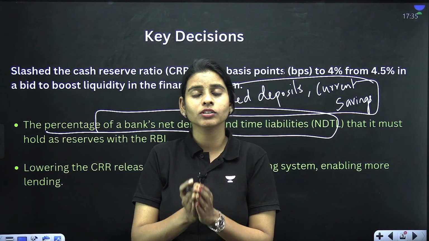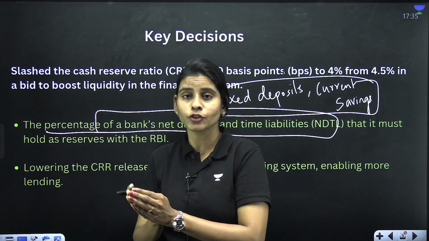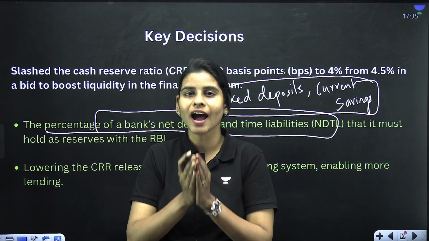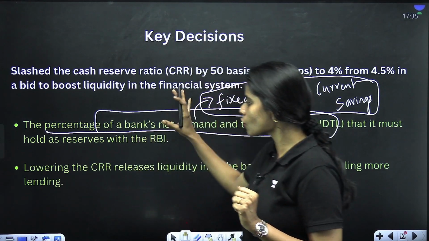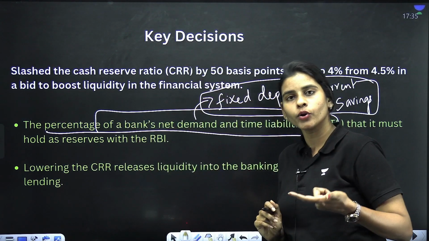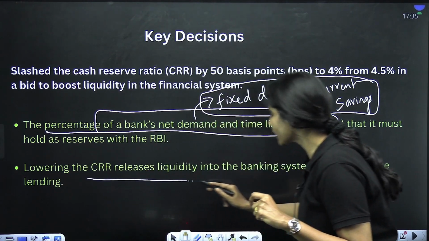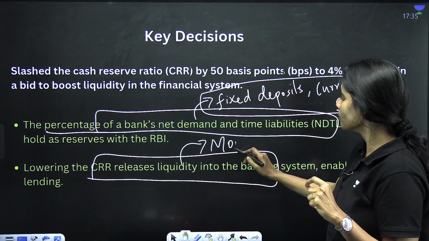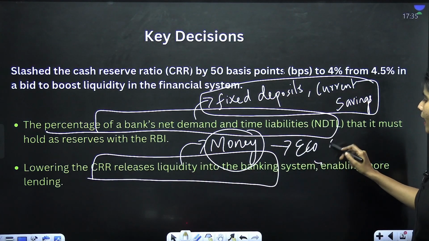So for that reason only, RBI wants the banks to keep a certain percentage of the total, that is the net demand and time liabilities, as reserves in the form of cash with the RBI. So this is all about CRR. Now what is going to happen when the CRR is getting reduced? Then it is going to inject liquidity into the banking system. That enables more money to get injected into the economic activity.